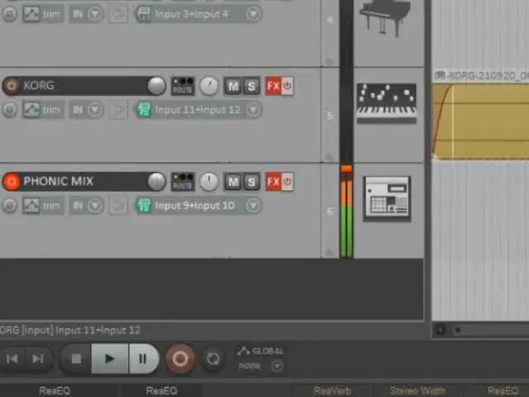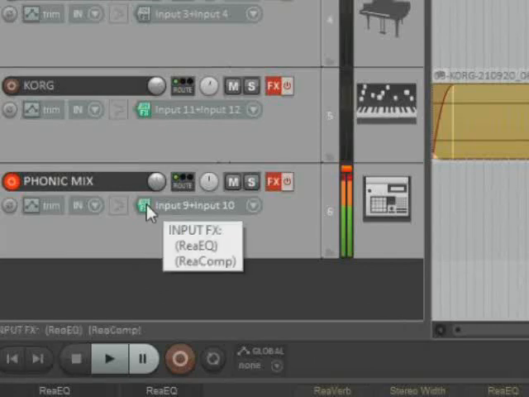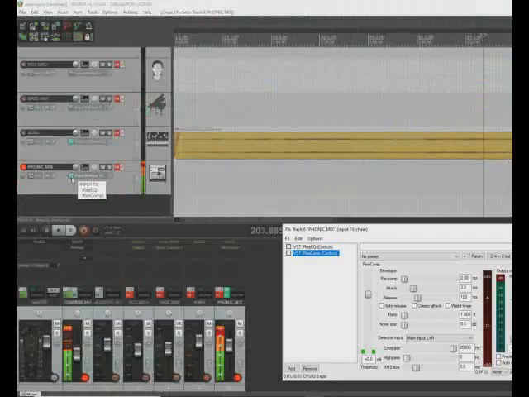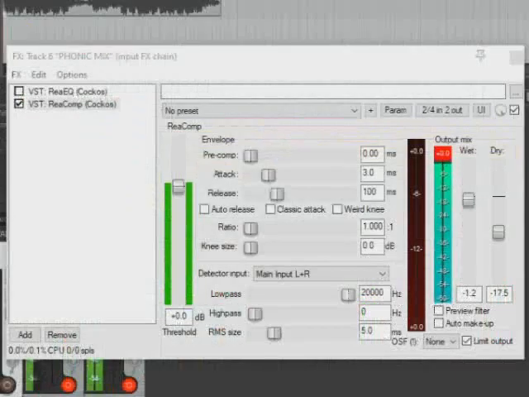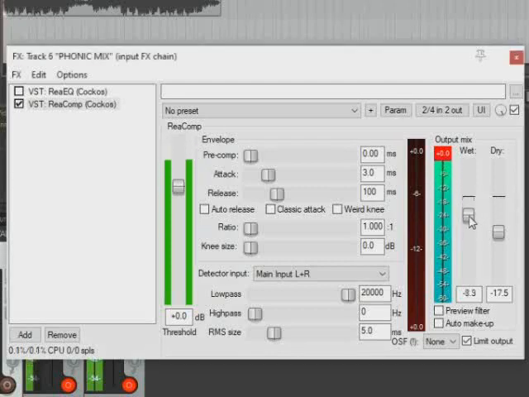I have resorted to using an input effect with just the dry signal and set it to around minus 18 dB. I'm using the default compressor, but other effects plugins could be used.